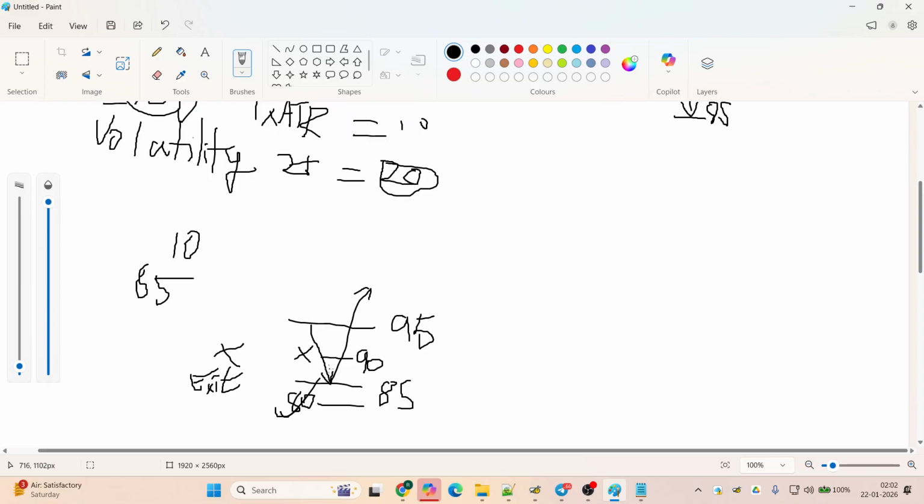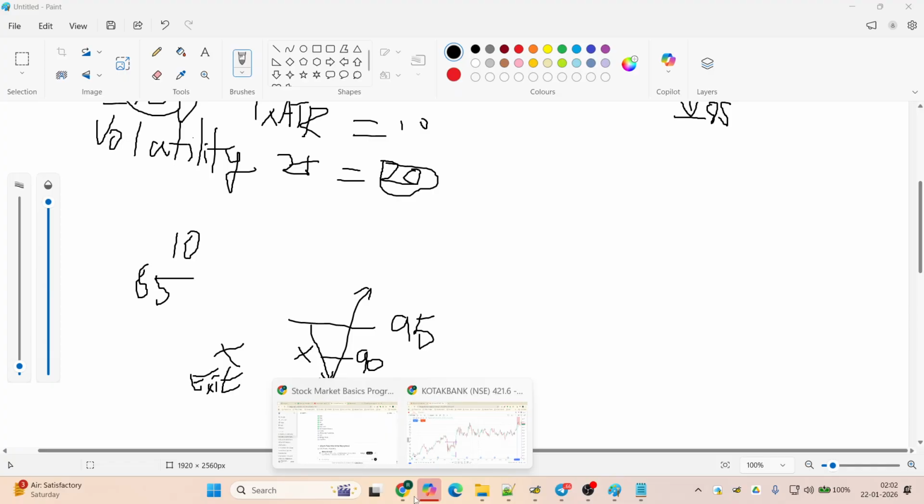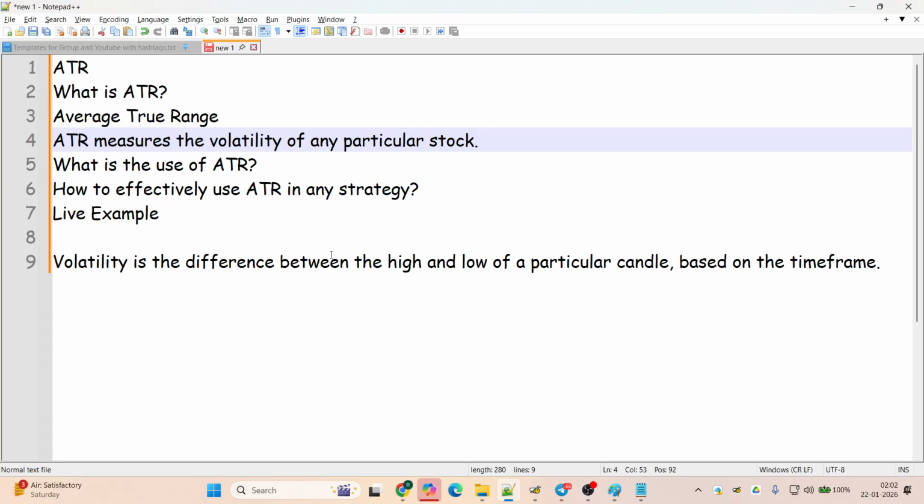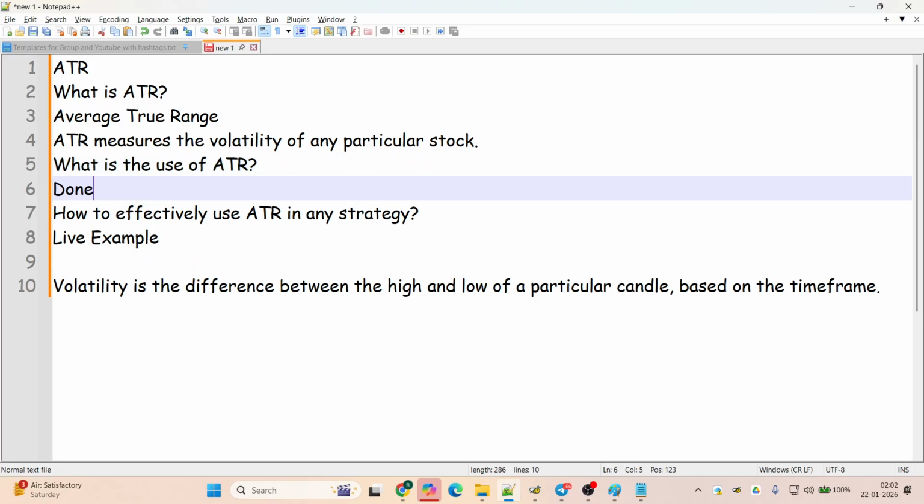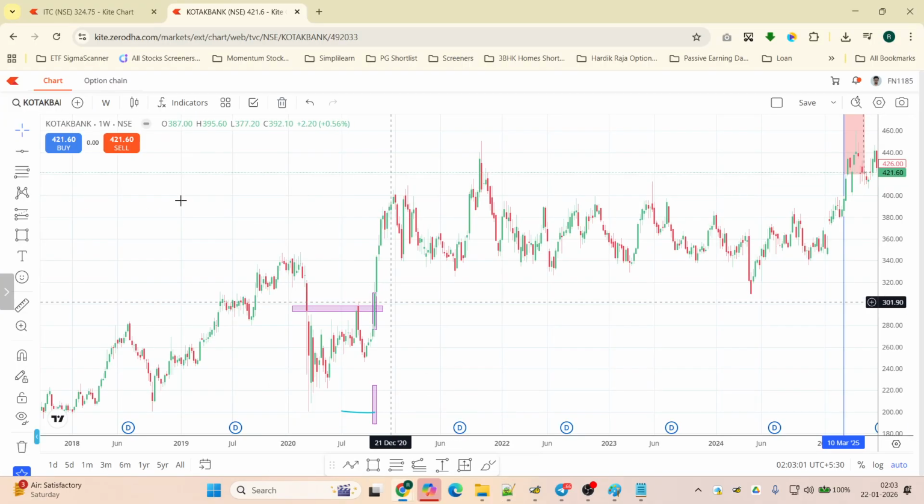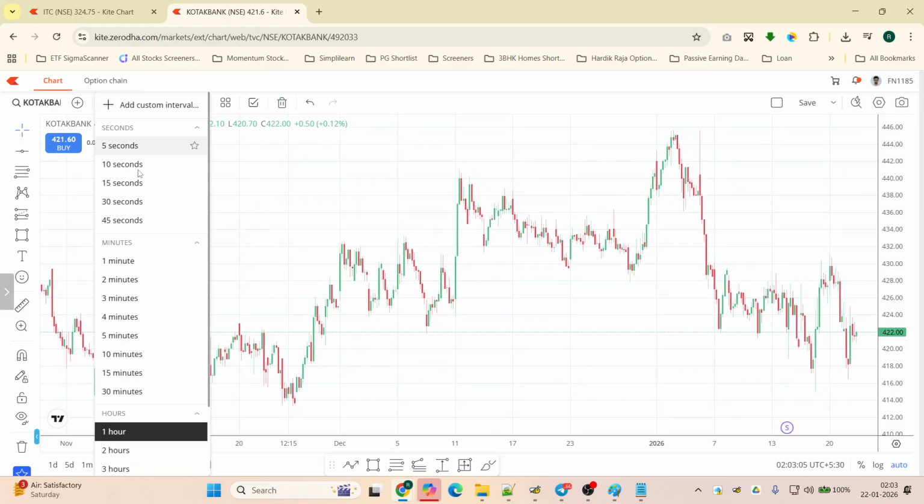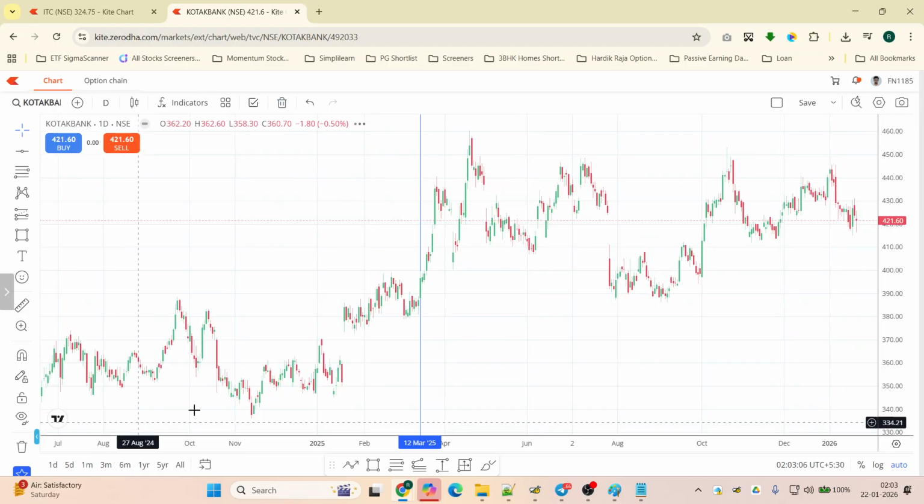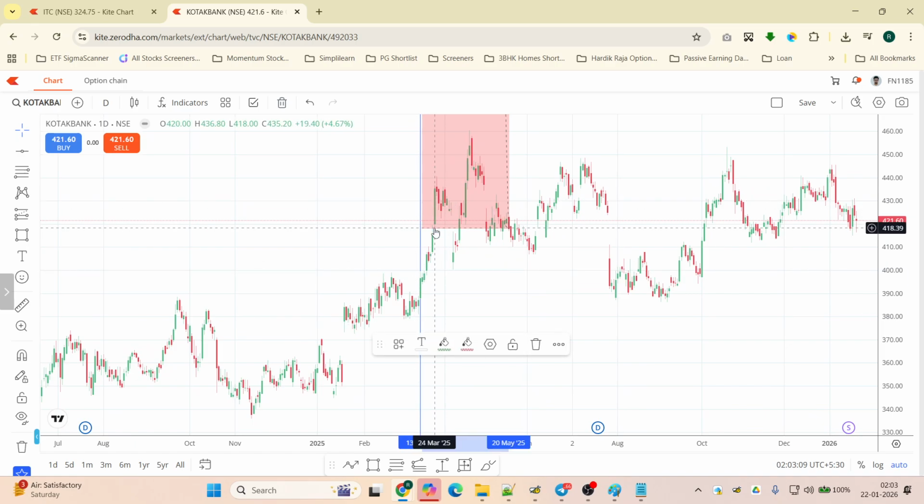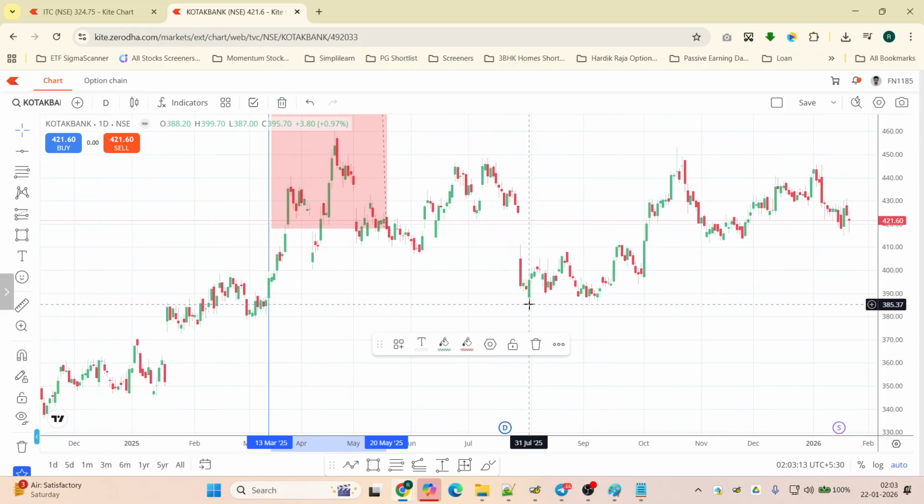Okay, now guys, how to use ATR effectively? All the above topics are done. How to effectively use ATR in any strategy? I'll show you. Okay, so I'll come to a day time frame. I'm not giving a strategy right now, nor am I giving any stock recommendations.